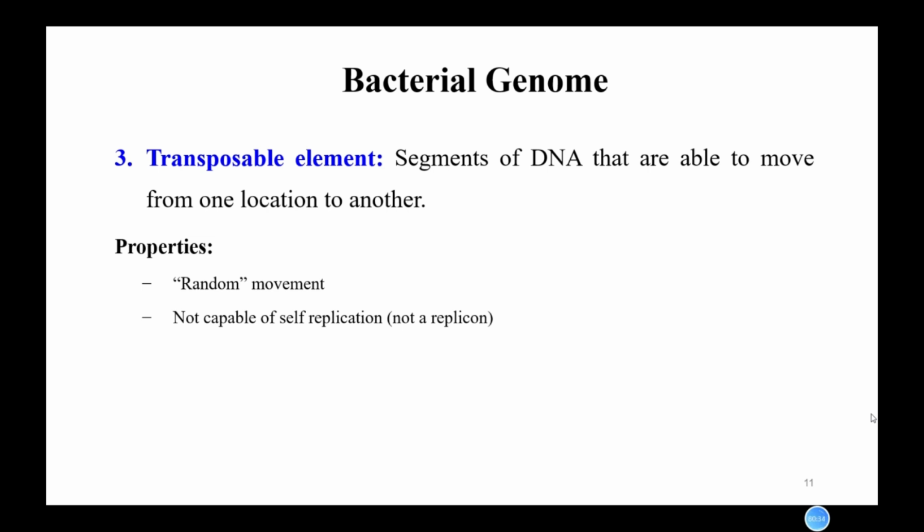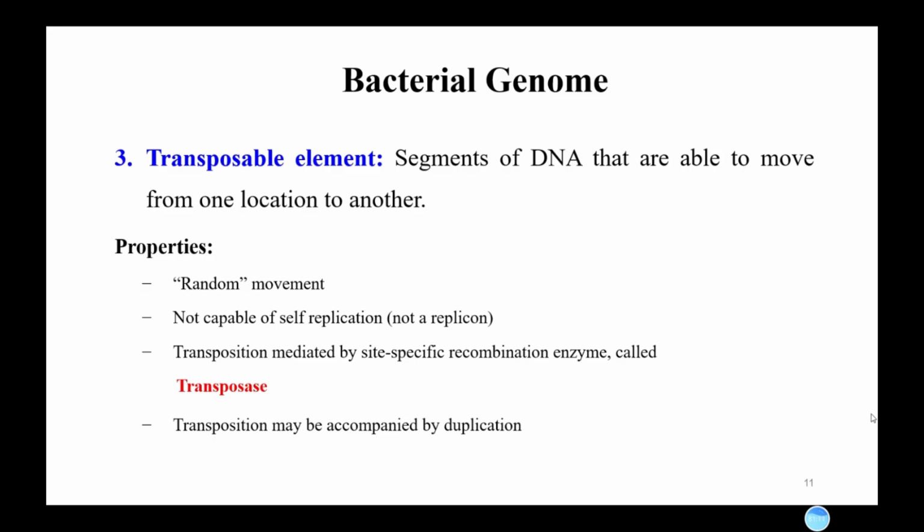And the transposable elements are not capable of self-replication. So this is different from plasmid. And this movement or transposition is mediated by a site-specific recombination enzyme called transposase. And transposase is an enzyme or protein. It is encoded in the element itself. This fragment of DNA carries the enzyme gene.